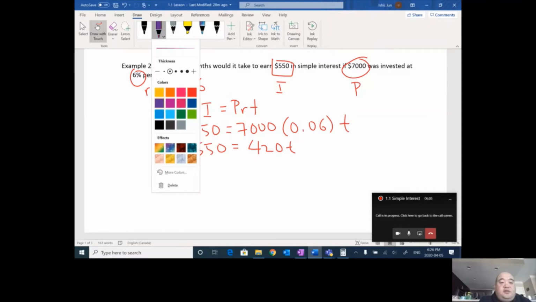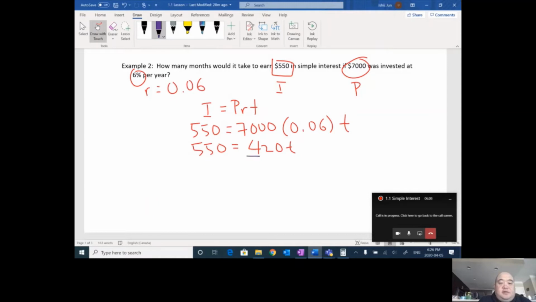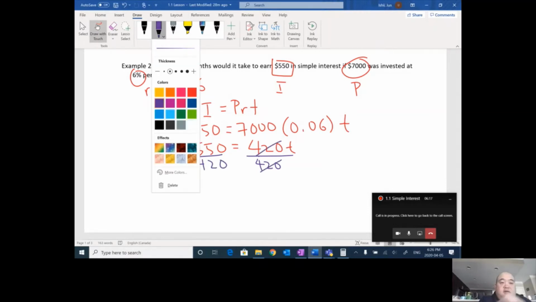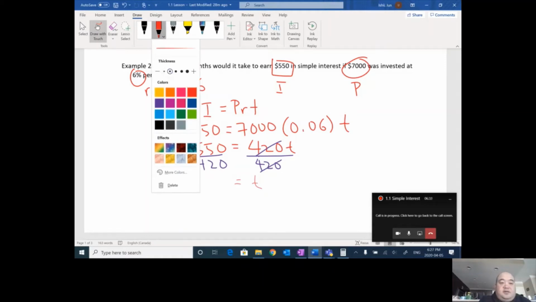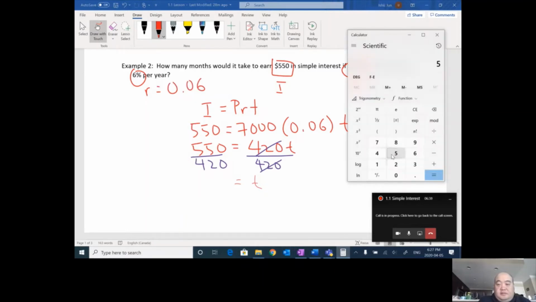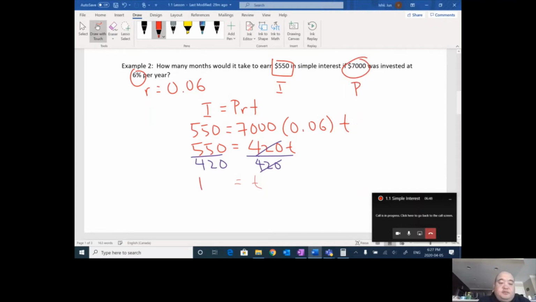Those cancel, and we get t equals 550 divided by 420, which is 1.31, rounded.